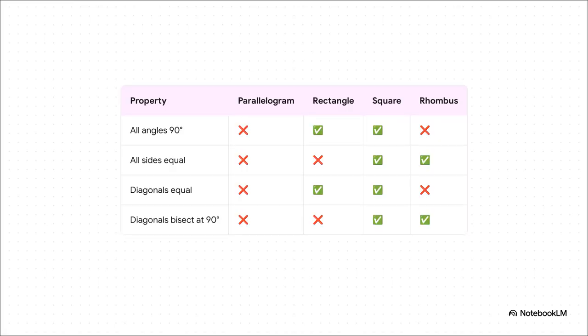The answer is just two. And this chart shows you exactly why. Check out that row for diagonals equal. See? Only the rectangle and the square get that check mark. This table is basically the ultimate cheat sheet. You can clearly see how the square just inherits all the best powers from both the rectangle and the rhombus.